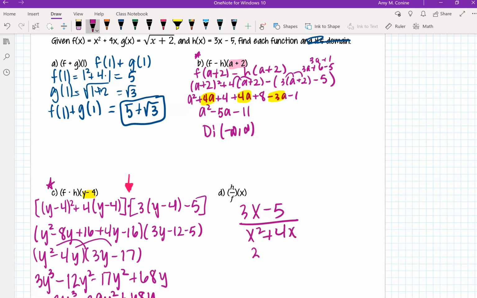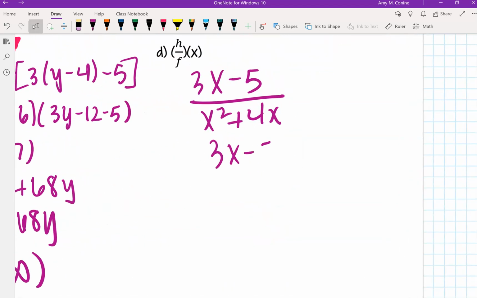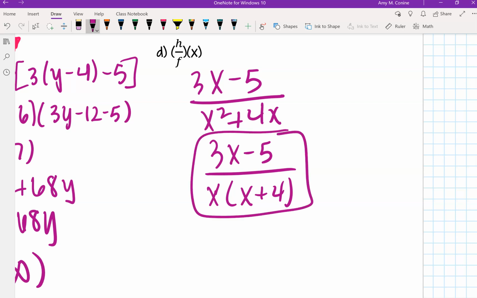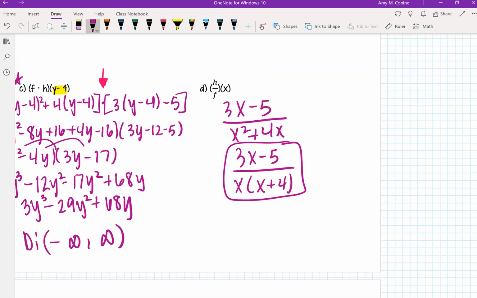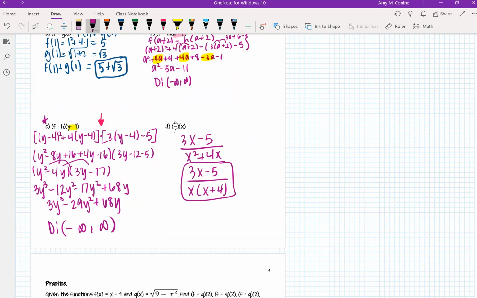So even if I factor the bottom, I'll move this up. So I have 3x minus 5 in the top. I can't factor that anymore. So even if I factor the bottom, I can't cancel anything. So what you started with is really your answer. Okay, and that's operations with functions. Whatever you're given, you plug in and then you simplify from there.